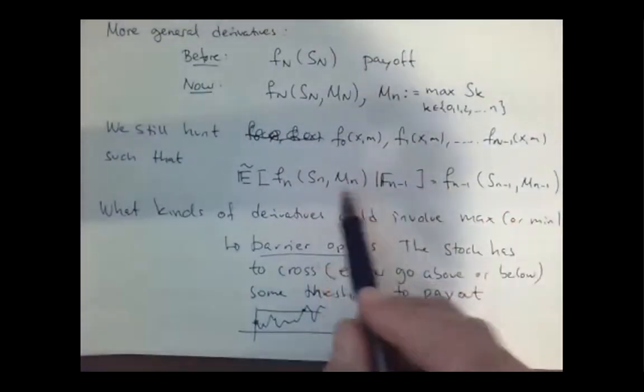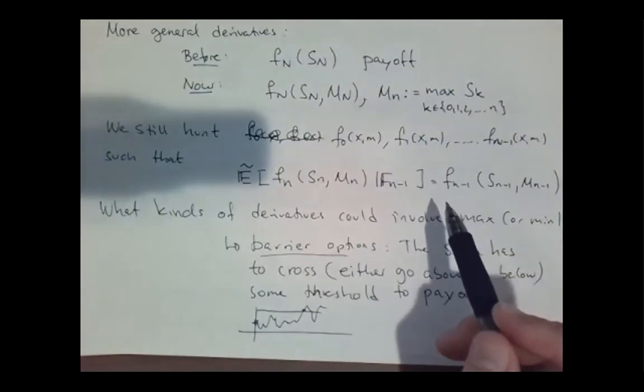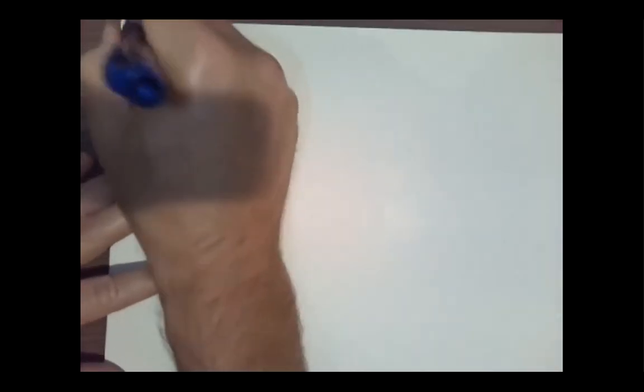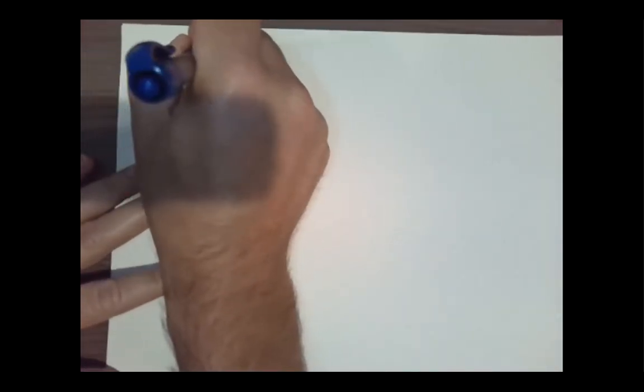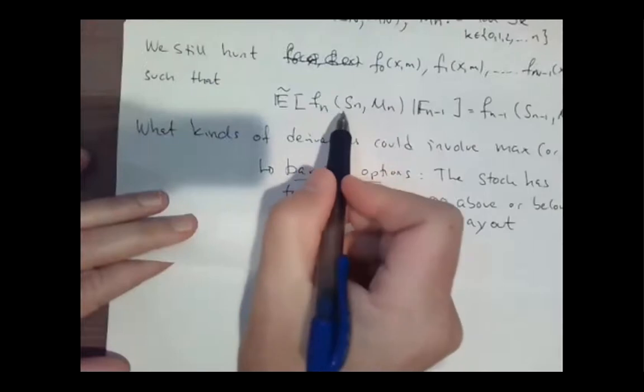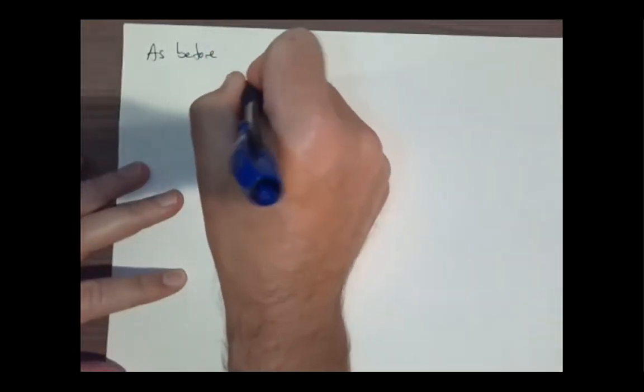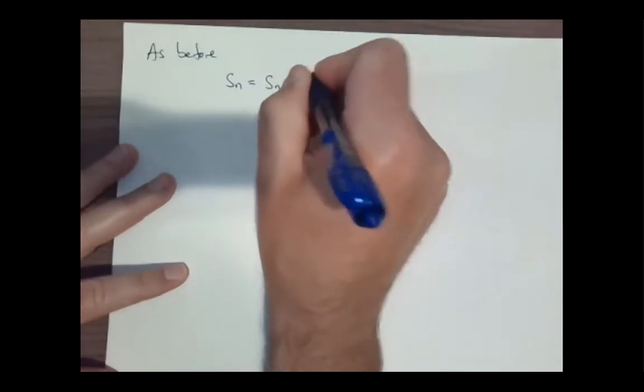So can we calculate the involved conditional expectation? Now we can try it out, see what we get. So we need to understand, as before, what we want to do is insert what the definitions are. So what's the definition of Sn? Well, that's the one from the binomial model. We're going to write Sn as the previous one times the coin flip.